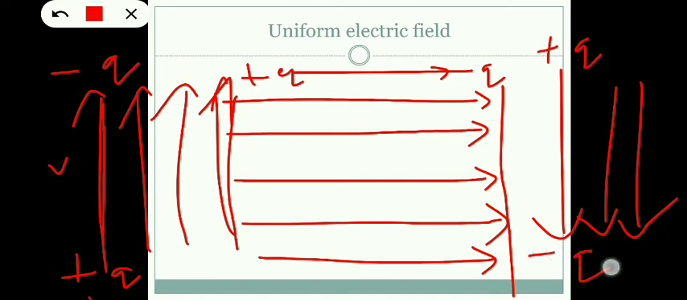So if this is our electric field, then where will be the positive charge? The positive charge must be here. The negative charge must be here. So the electric field line points from positive to negative charge like this. And in this case, where should be our positive charge? Here. Yes, our positive charge must be here and our negative charge must be here. So the field line points from positive to negative charge.